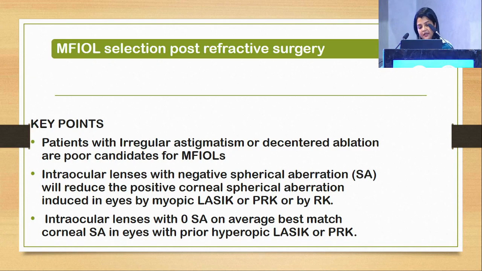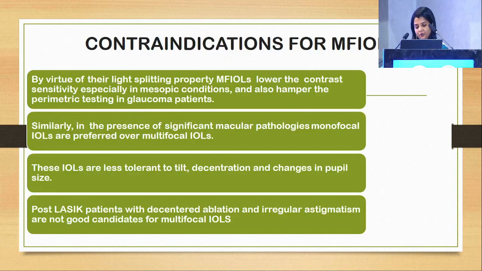Now, in post-refractive surgery patients, the key points to keep in mind are that patients with irregular astigmatism or decentered ablations are poor candidates for multifocal IOLs. And intraocular lenses with a negative spherical aberration reduce the positive corneal spherical aberration induced by myopic LASIK, and intraocular lenses with zero spherical aberration match the corneal aberration of the hyperopic patient.